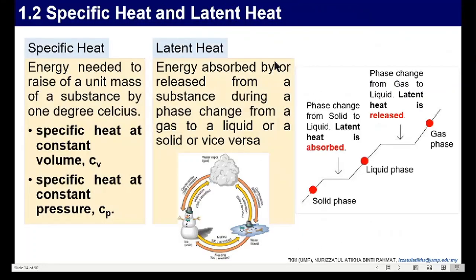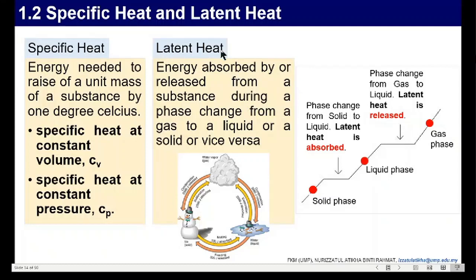Okay, let's see the definition of specific heat and latent heat. Specific heat is the energy needed to raise the temperature of a unit mass of a substance by 1 degree Celsius. Specific heat at constant volume has the symbol small cv. Specific heat at constant pressure has the symbol cp. I believe all of you must already have learned the definition of specific heat and latent heat, so here we just need to recap on this topic.